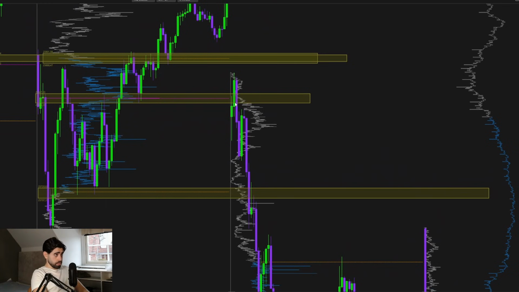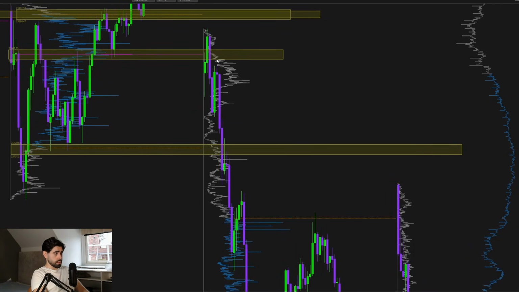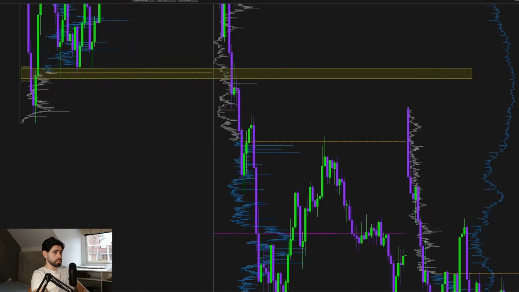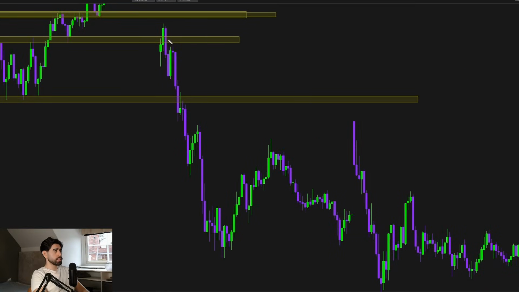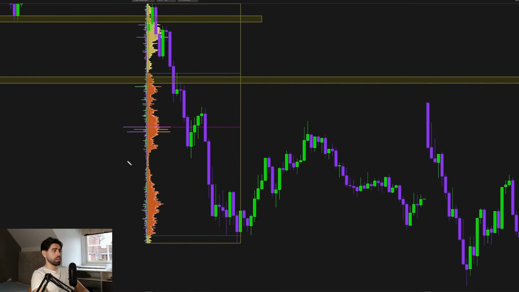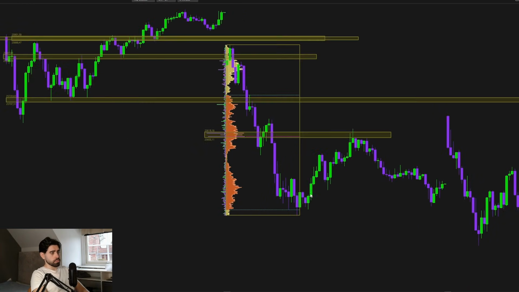So the day started by testing the POC and rejecting. Say that you missed this. This is fine. Then you can do this. As the day is developing, take the profile, plot the swing, and it shows you the most significant level, mark it out. So when price comes up, test this zone.